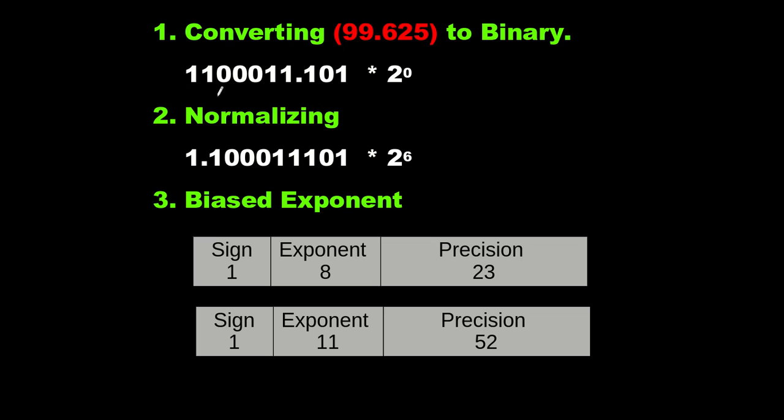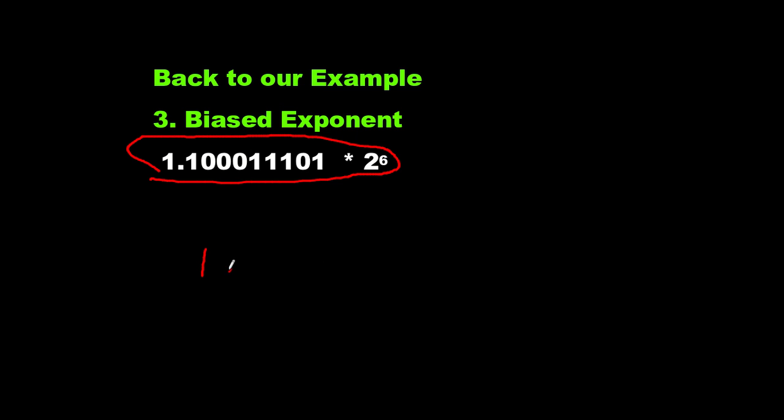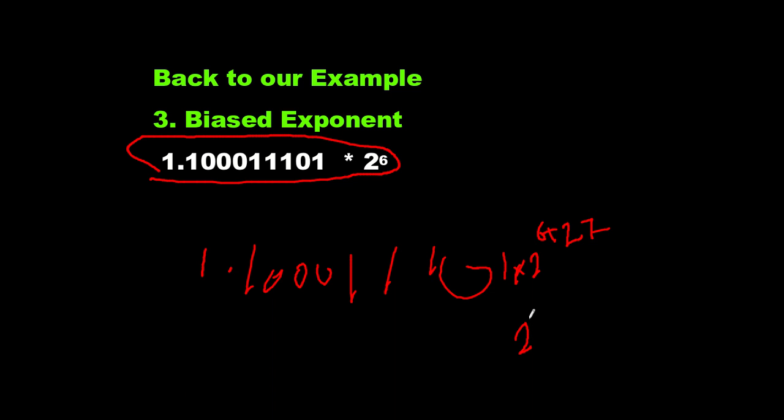Here we're going over the 3 steps again. So this is going to be 1.000111101 multiplied by 2 to the power 6 plus what? 127, if I'm using the single precision. If I'm using the double precision, it will be 6 plus 1023.